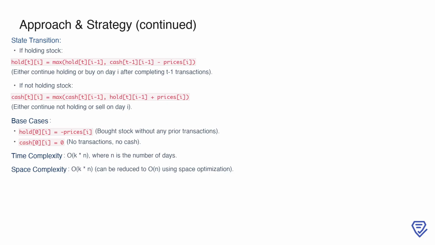On the other hand, if we are not holding stock on day i after t transactions, the maximum profit is the greater of continuing to not hold stock from the previous day, or selling stock on day i. This is expressed as cash[t][i] equals max(cash[t][i-1], hold[t][i-1] + prices[i]). We also define base cases. If no transactions have been made, hold[0][i] equals -prices[i], representing the cost of buying stock, and cash[0][i] equals 0, as no transactions mean no profit.